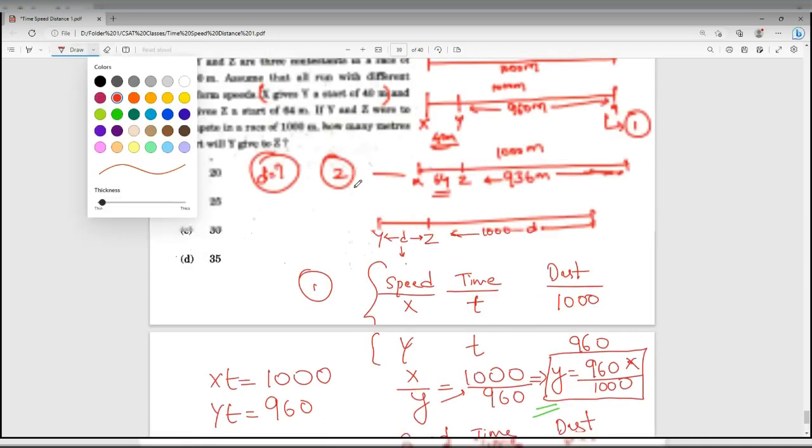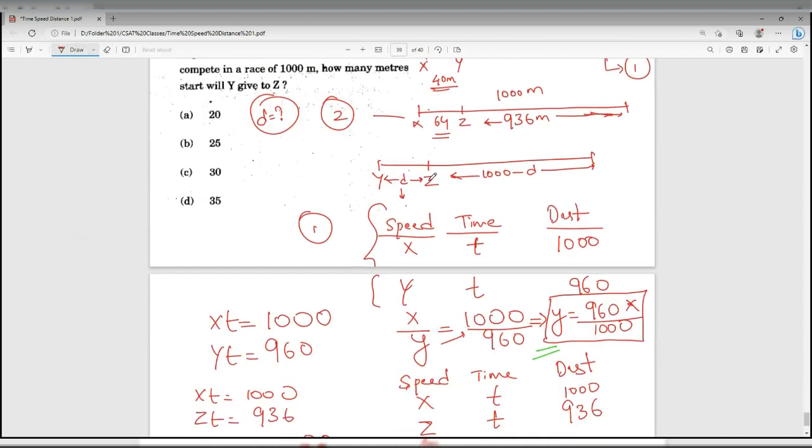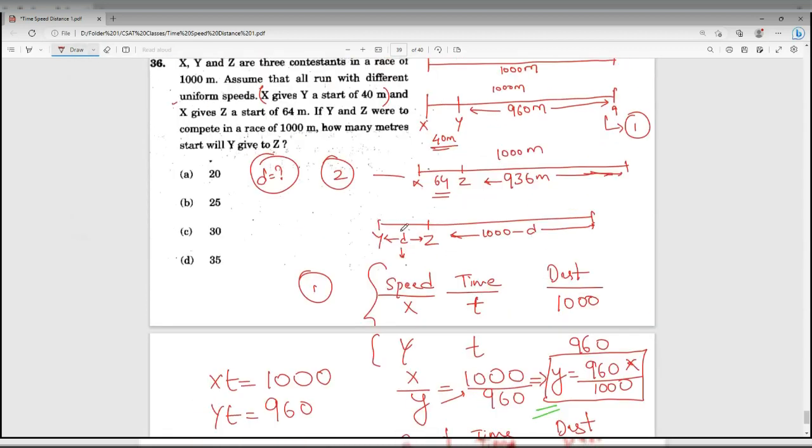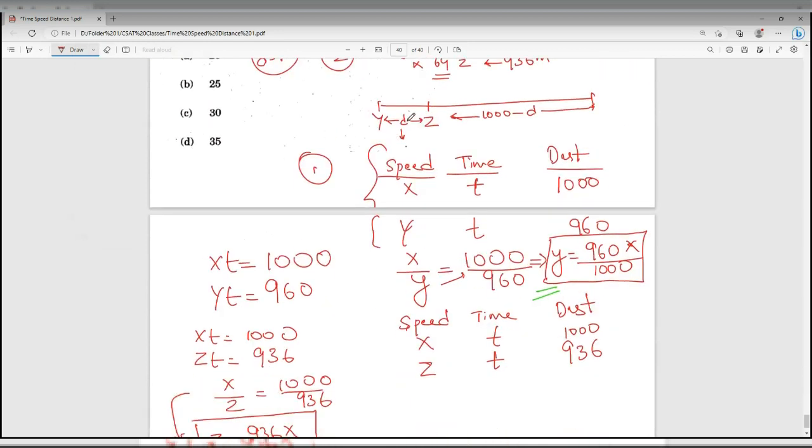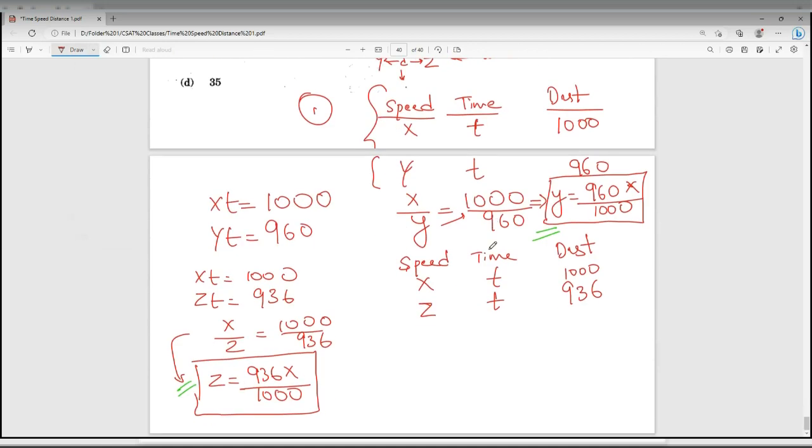And now what we have to find out is what distance y, if y and z were to compete in a race of 1000 meters, how many meters start will y give to z? So we have taken that as d. So in this case, again, if we set up the chart, like speed, time and distance.